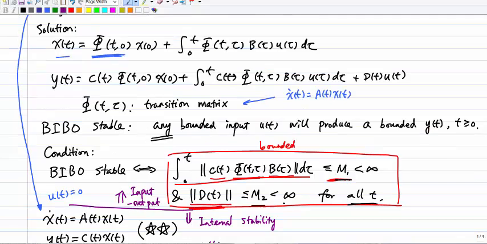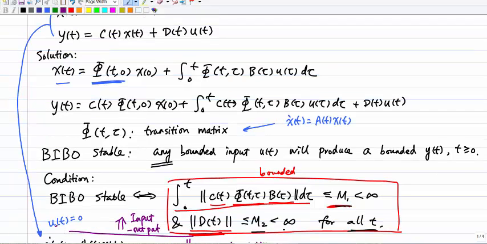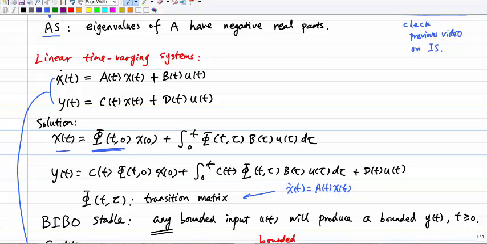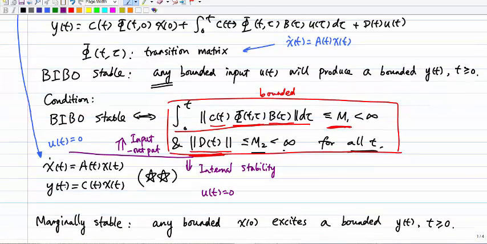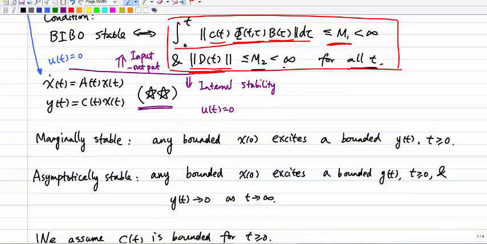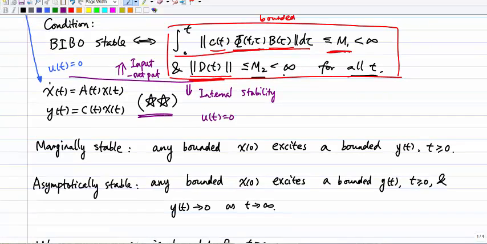Because u(t) is assumed to be 0, if I substitute u(t) by 0, these two terms will cancel out. We actually have ẋ(t) = A(t)x(t) and y(t) = C(t)x(t). I denote this as double star. This is the system we use to talk about internal stability. The system is marginally stable if any bounded initial condition excites a bounded y(t) for any positive t.